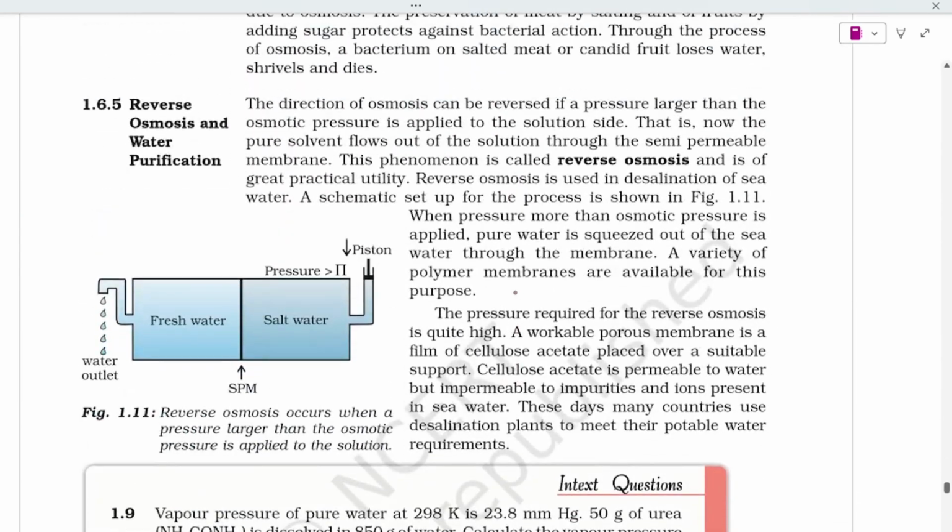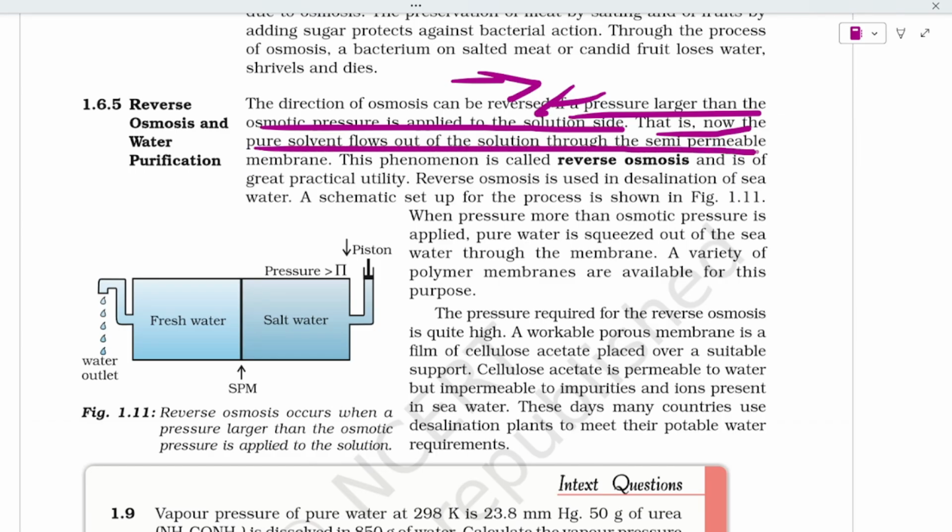Reverse osmosis is where the direction of osmosis is reversed. If a pressure larger than the osmotic pressure is applied to the solution side, the pure solvent flows out of the solution through the semi-permeable membrane. This phenomenon is called reverse osmosis. Here there is salt water, here it is fresh water, these are the water droplets, and here is the piston moving, with pressure greater than pi. That is osmosis, and this is reverse osmosis.